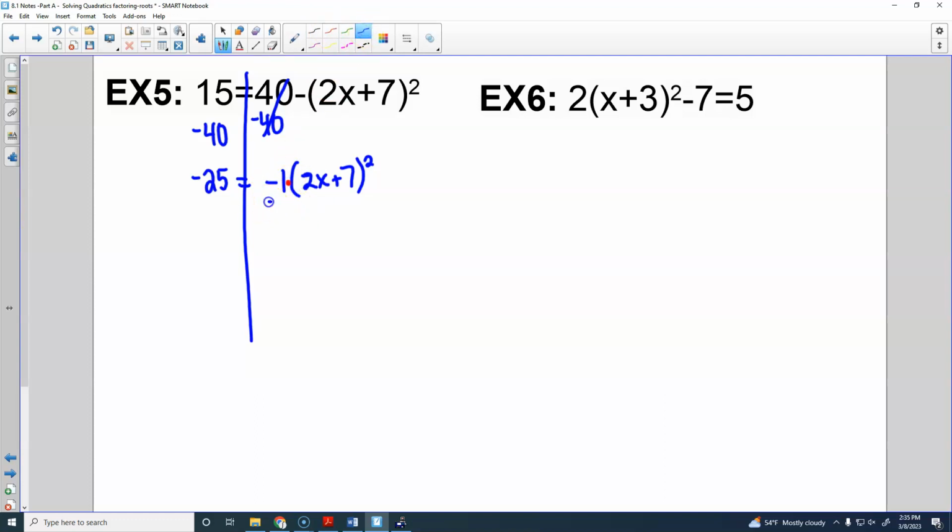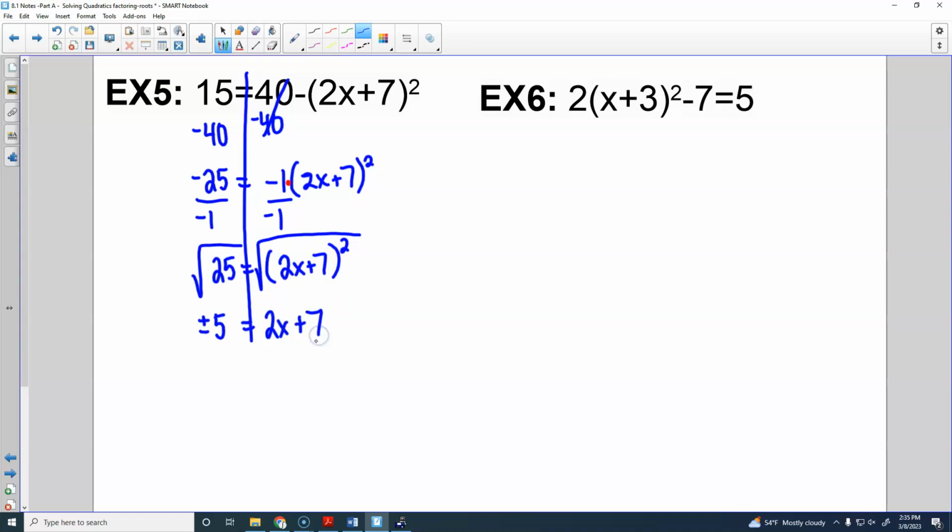So I could just divide by that negative 1. So 25 will equal positive (2x + 7) squared. We are right here. Yep, here is where we are going to square root. Okay, what is the square root of 25? 5. What do I need to put with that? Plus or minus. And then over here, we're just going to have 2x + 7.